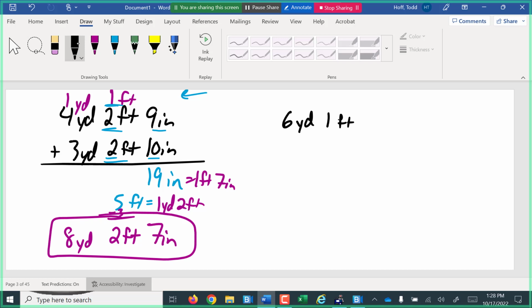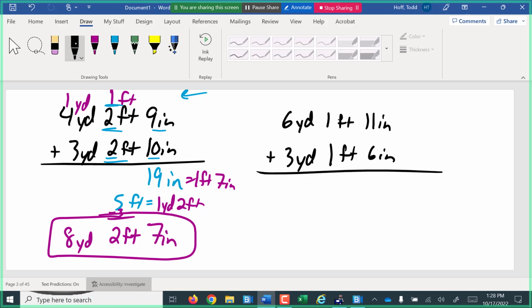So let's take 8 yards, 1 foot, 11 inches, plus 3 yards, 1 foot, and 6 inches. And we'll start from there. Starting again right to left, 11 inches plus 6 inches makes 17 inches. Good. That, of course, is bigger than a foot, so that's 1 foot and 5 inches. So we keep our 5 inches, carry our 1 foot.